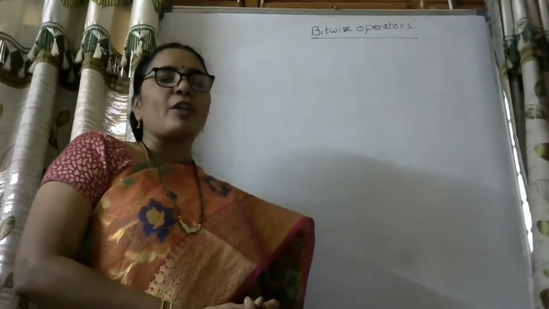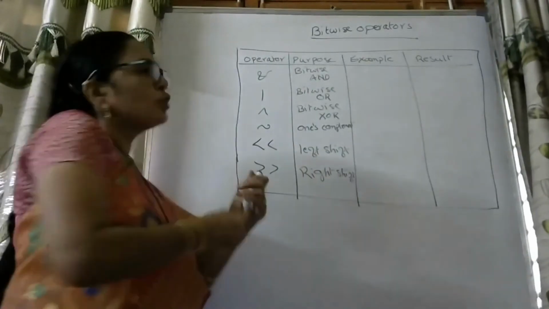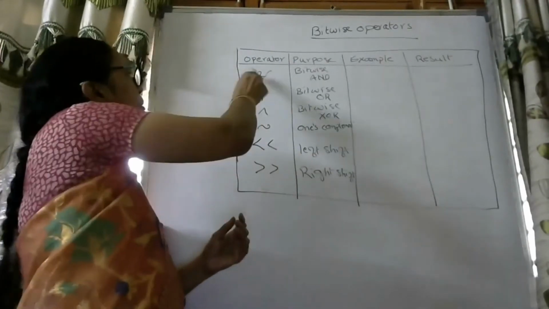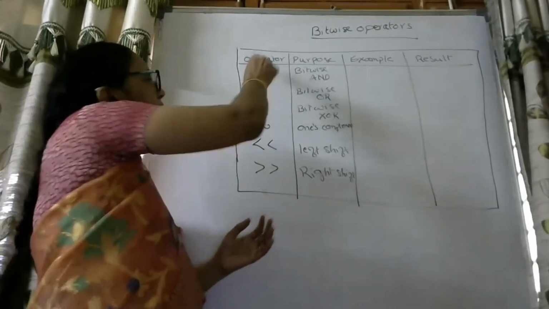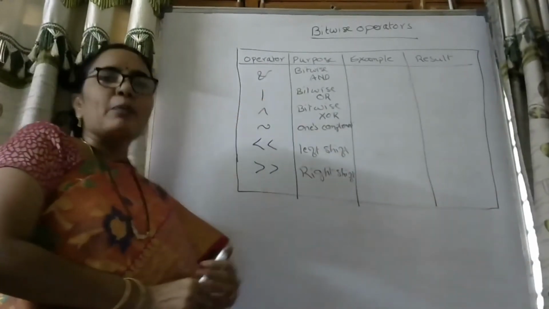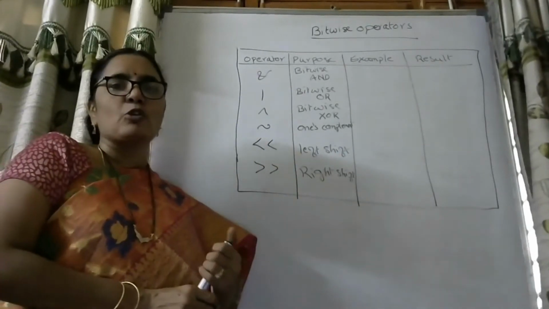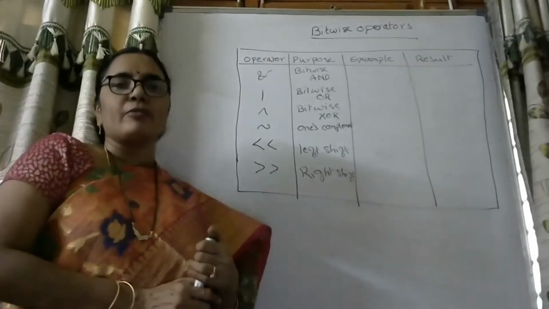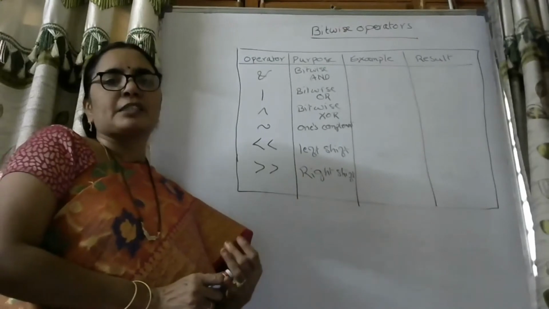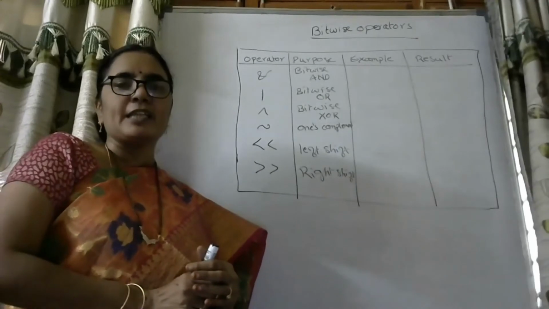Now let us see the different types of bitwise operators available in Python. The single ampersand symbol is bitwise and, the vertical bar is bitwise or, the cap is bitwise exclusive or, the tilde symbol is ones complement, two less than symbols is left shift, and two greater than symbols is right shift.